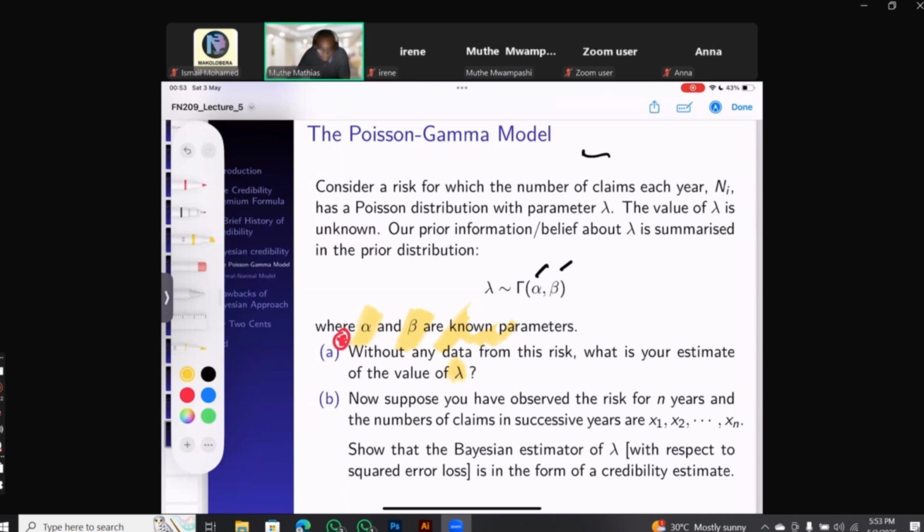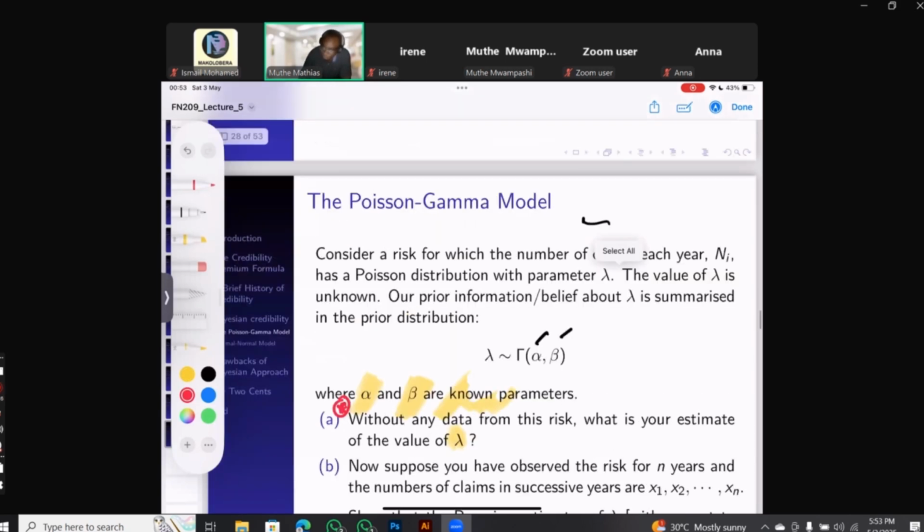Because the idea is very simple. I said in credibility, we want to combine two kinds of information. You have information from the risk itself, and then you have information from the collateral, like this one here. So in this case, the collateral is the prior. We have prior belief and we have data from the risk itself, which is actually X.